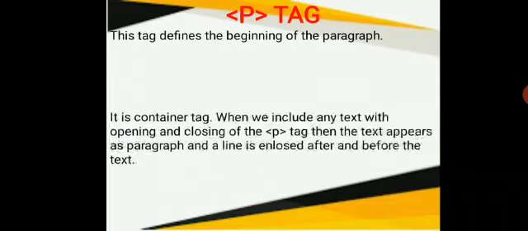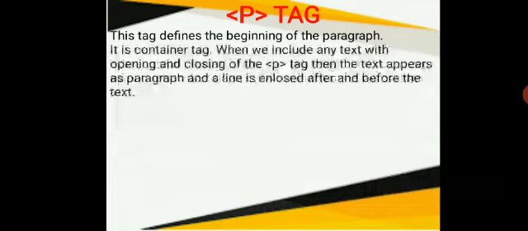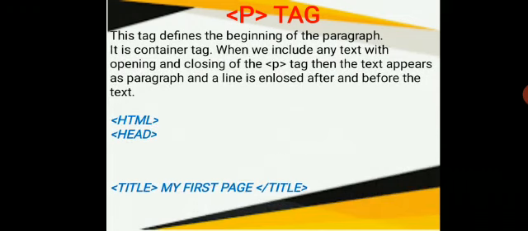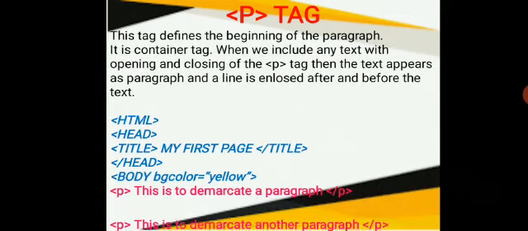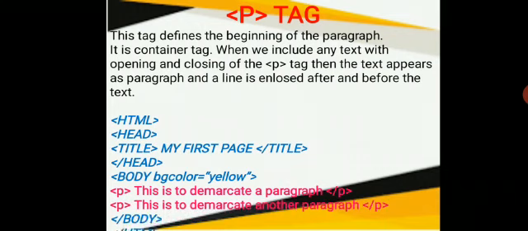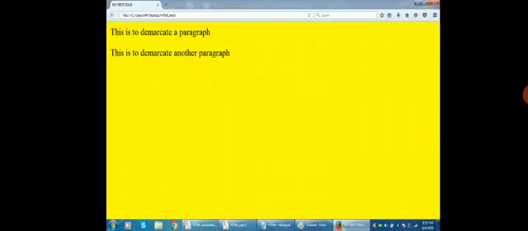P tag. This tag defines the beginning of the paragraph. It is a container tag. When we include any text within the opening and closing of p tag, then the text appears as a paragraph and a line space is added after and before the text. In this code, in the body section, I have mentioned p tag 2 times. Let's see the output. Here, both the lines, that is, this is to demarcate a paragraph and this is to demarcate another paragraph, are displayed in paragraph form.